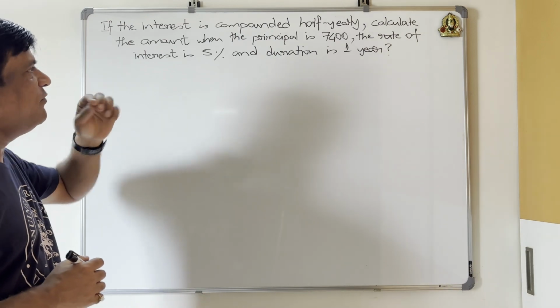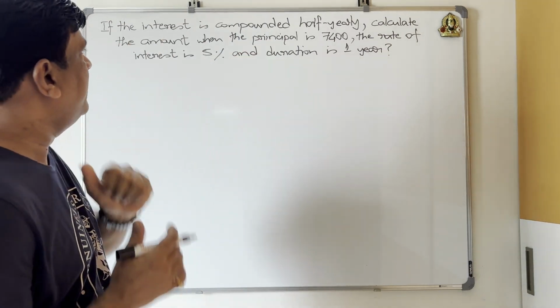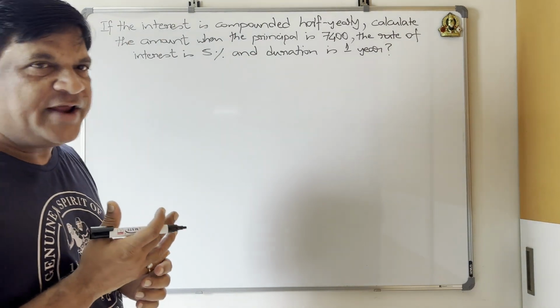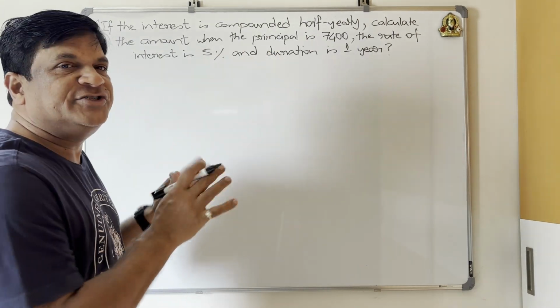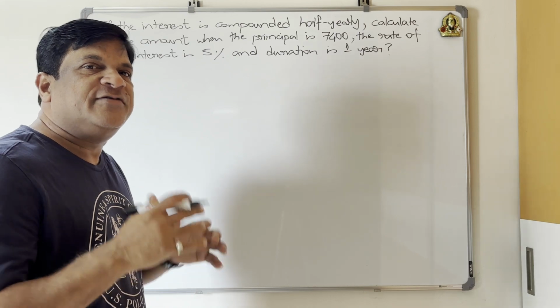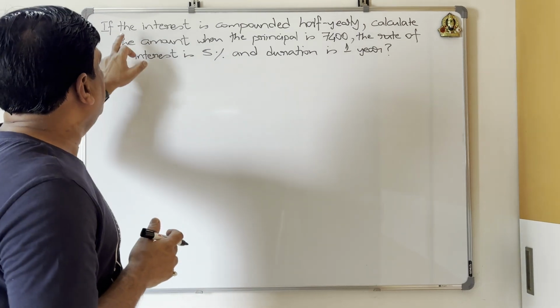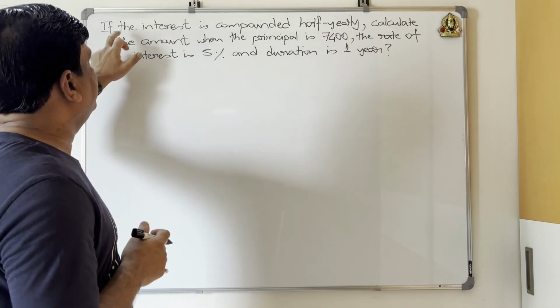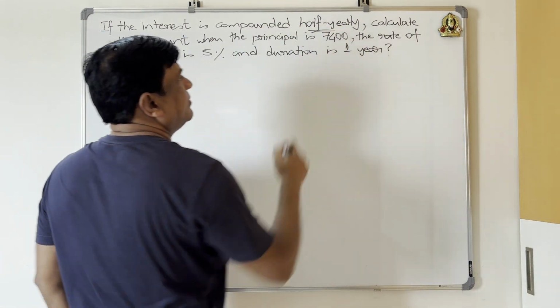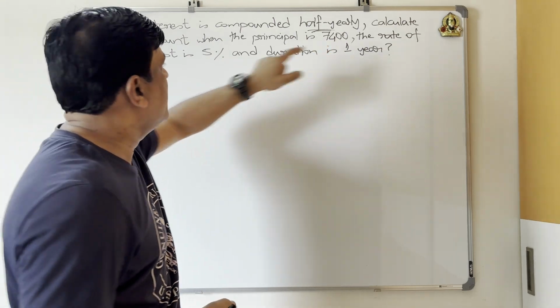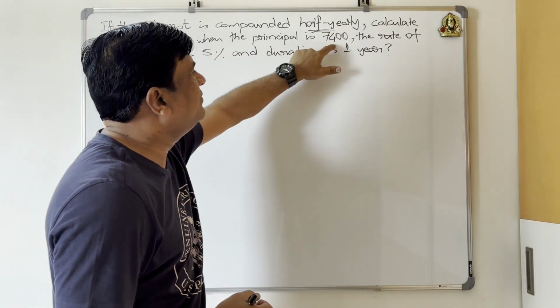This problem, if you look at it, is not a straightforward problem. When you read it, you'll find out that you need to do a lot of conversions before getting to the solution. What the problem reads: if the interest is compounded half yearly, remember this term, calculate the amount when the principal is this much.